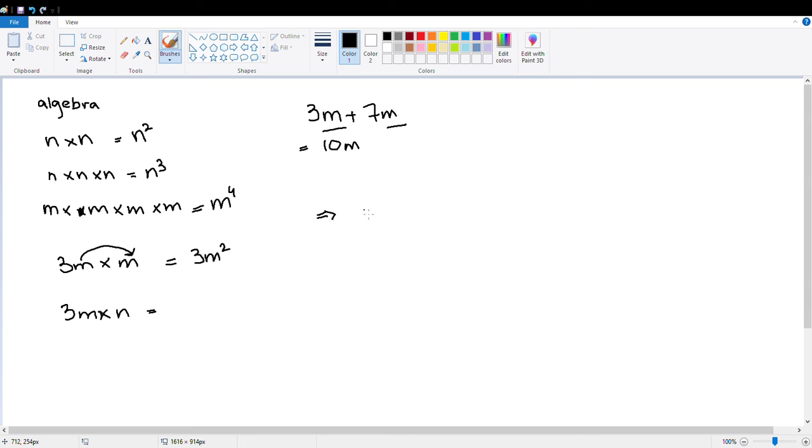But if I say add 2m to 8x, now the variables are different, so they obviously cannot be added to each other. It's like you have 2 pencils and 8 pens, and then I'm asking how many pencils you have altogether. So you'll still have 2 pencils, because they cannot be added to the 8.